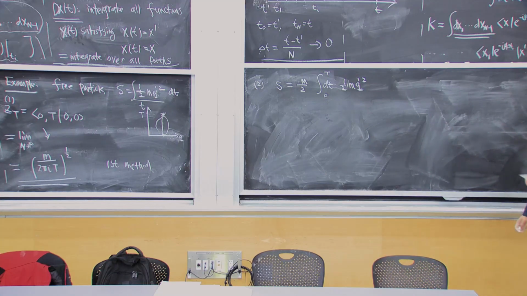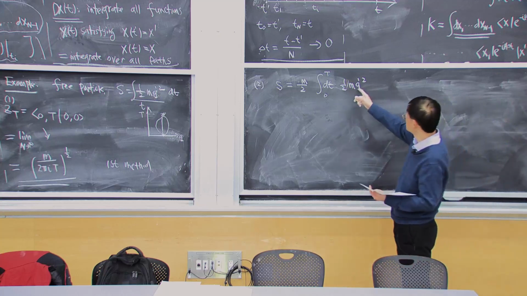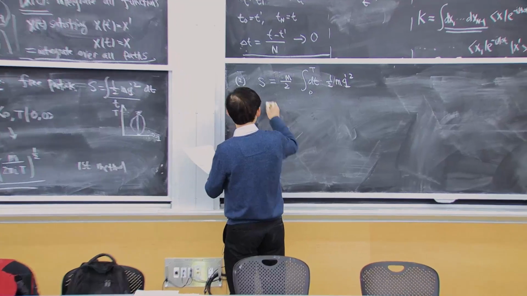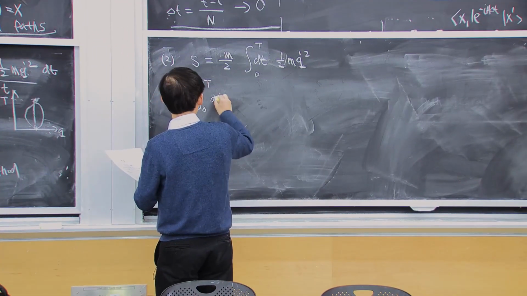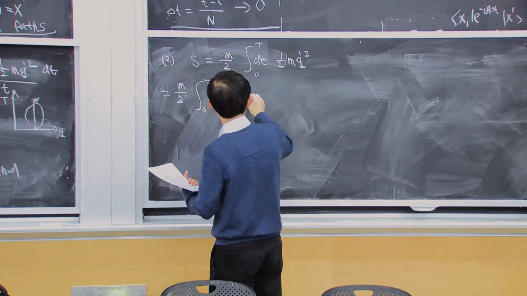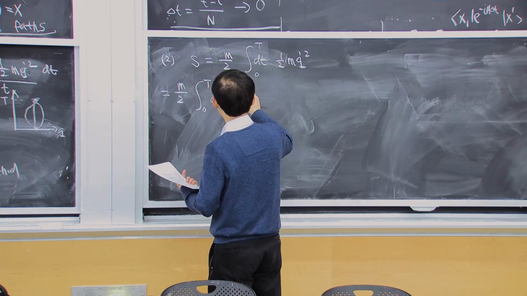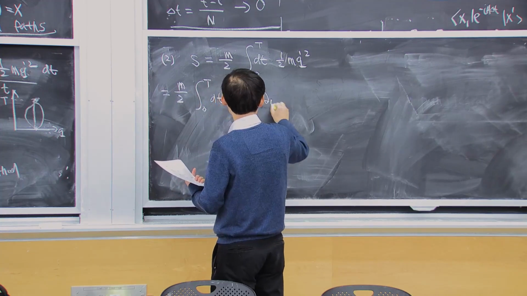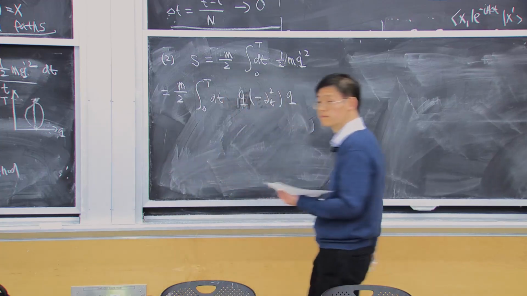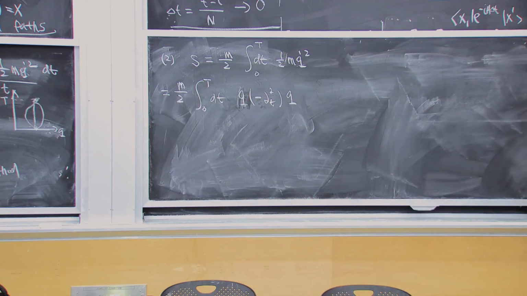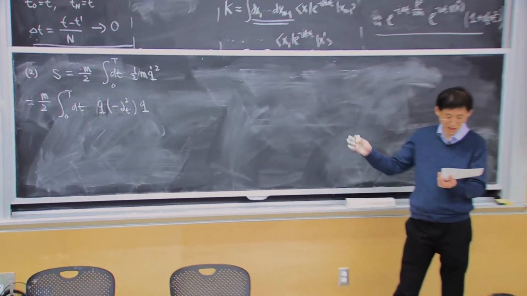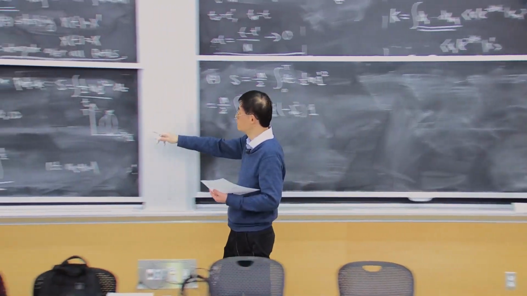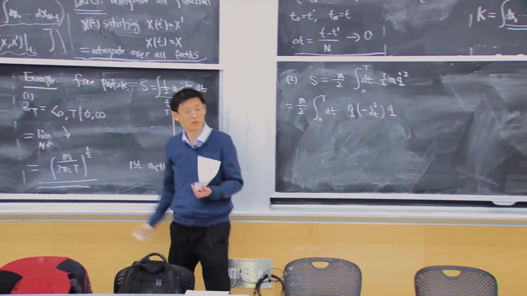So now I'm going to slightly rewrite this expression. I will do integration by parts. Then I have q times minus partial t square q. So with integration by parts, the derivative only acts on one of the q, so I get the minus sign. And the boundary term is all 0 because q at the initial and the final value are 0. You can check yourself.